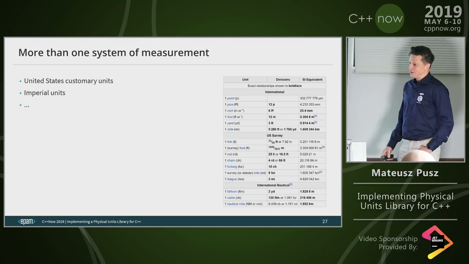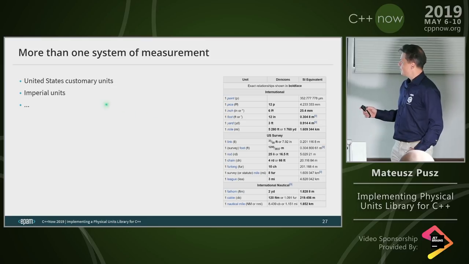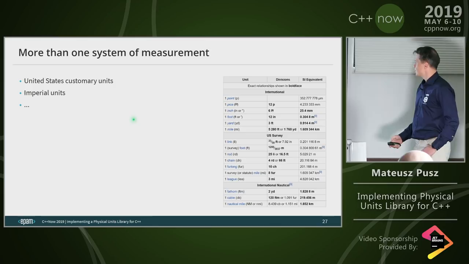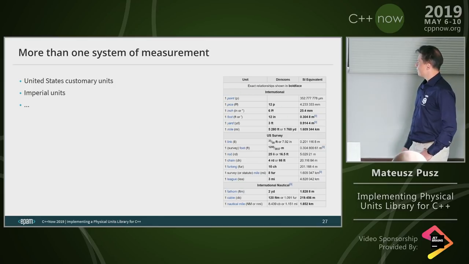There's more than one system of measurement, which we know from the Mars climate orbiter example, yes? SI is not the only one. The US has its own, there is also some imperial one and so on. And we have to somehow support all of those.